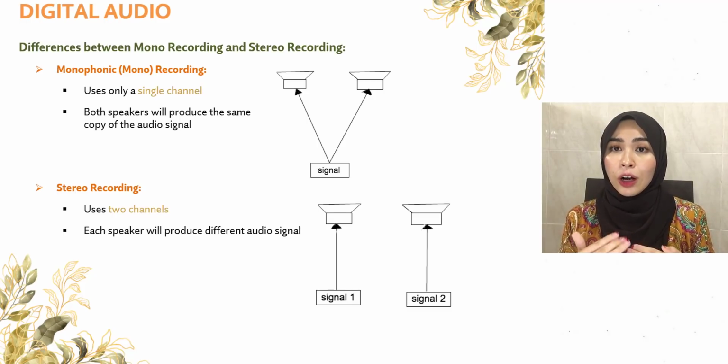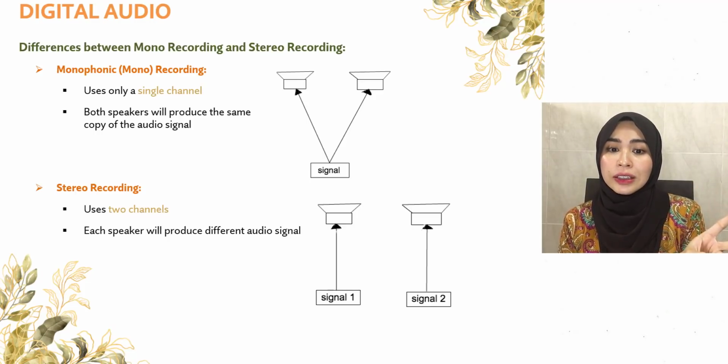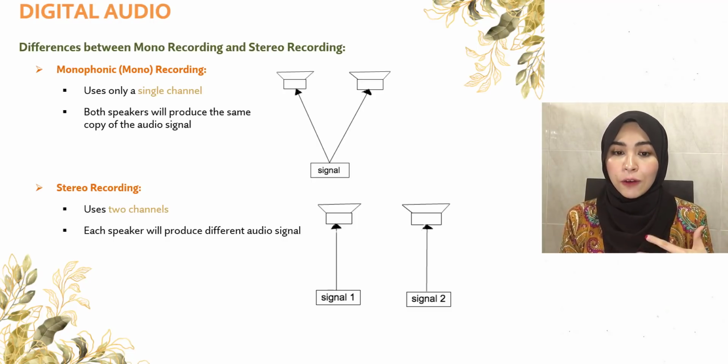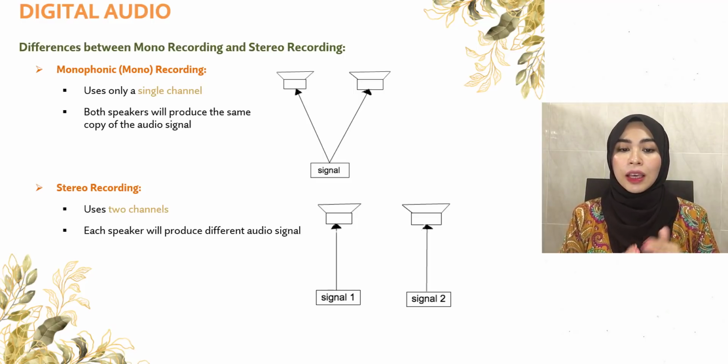Okay, when we record any particular sound, there are 2 types of recording that we can produce: monophonic, or mono, and stereo. Mono recording uses only a single channel, whereas stereo recording uses 2 channels. So what does that mean? A mono recording will produce the same copy of the audio signal, whereas stereo recording will produce 2 different audio signals. Now, let me give you a simple example.